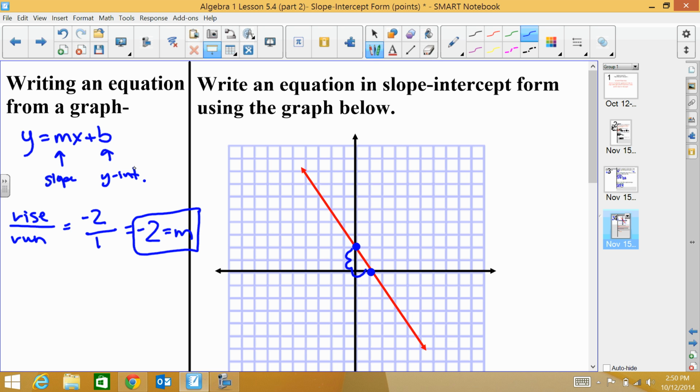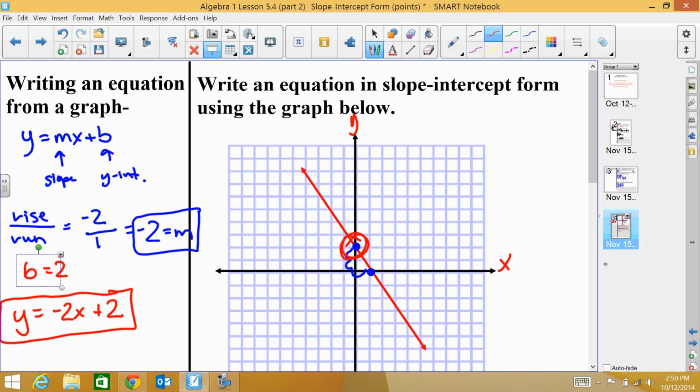And then the b is the y-intercept. So if I look at this graph, which point on the graph is the y-intercept? Well, it's the point where it crosses the y-axis. This is the y, this is the x. And that point is right here, which is at 2. So if b equals 2, then my equation should say y equals -2x plus 2. So I put my m value right here and my b value right here. And this would be the answer.